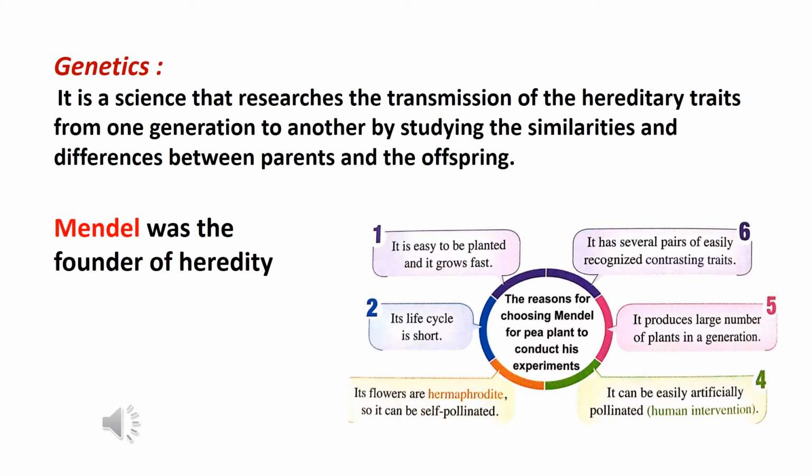The scientist Mendel was the founder of heredity, because the scientific studies of heredity started with Mendel's experiments on pea plants. The reasons for choosing the pea plant: it is easy to plant and grows fast, its life cycle is short, its flower can be self-pollinated, it has several pairs of contrasting traits, it produces a large number of plants in a generation, and it can be easily artificially pollinated.